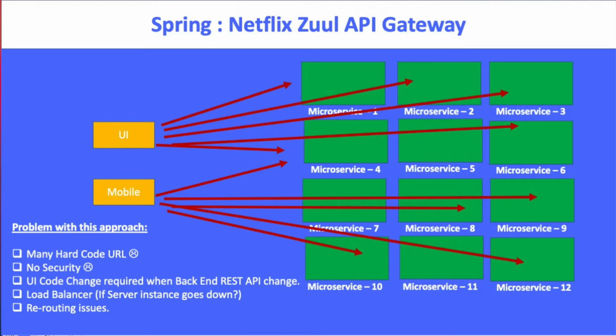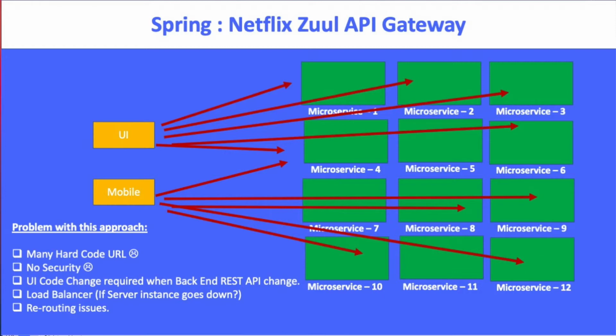So suppose you want to make two instances of any microservice, then you have to take care of that, right? And again the rerouting issue. So suppose today you want to route one IP address for one REST API to a different REST API, you cannot do that because this is hard coupling here. So now the thing is, what is the solution? And the solution is the API gateway.